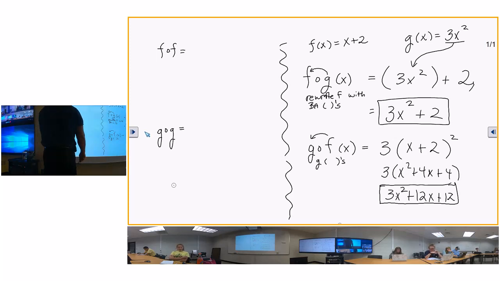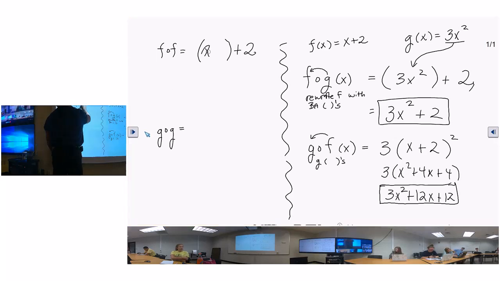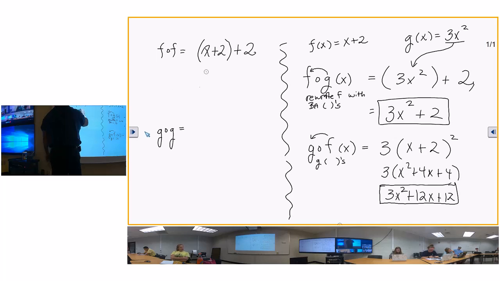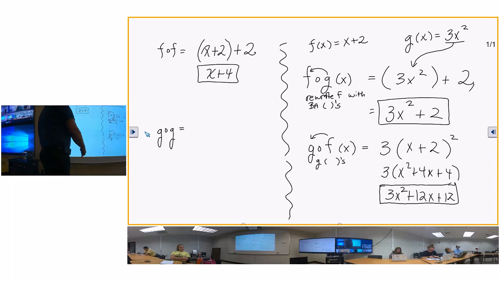Anyway, all right, F composed of F. So I'm going to rewrite F with a big set of parentheses. And then what am I going to plug into F? x plus 2. I'm going to plug F inside of F. And that's going to give me x plus 4. So F composed of F is x plus 4.